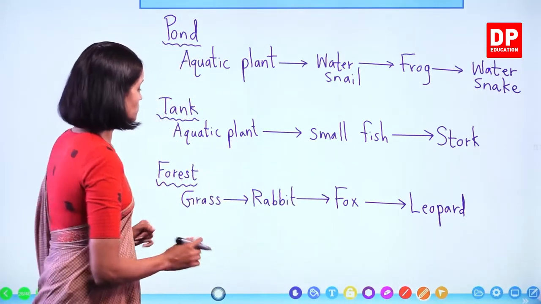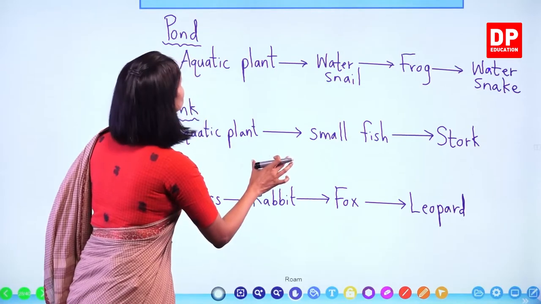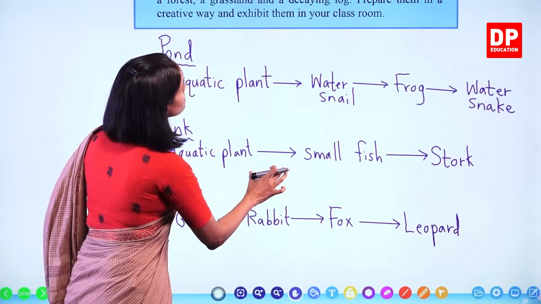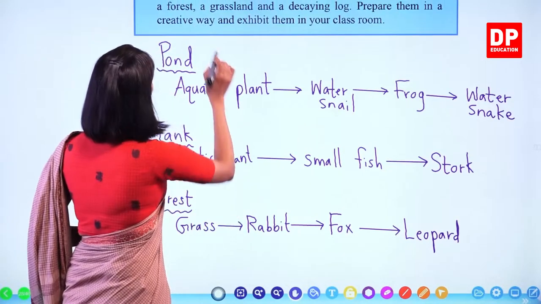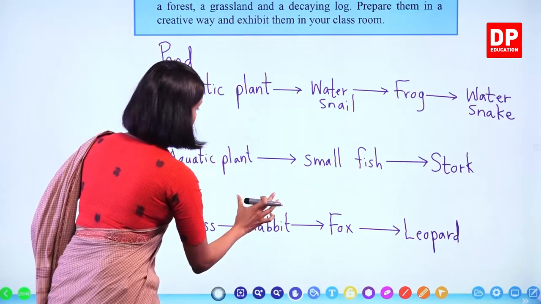Right? Okay. What is the next environment? Right. Forest, grassland. Let's write.